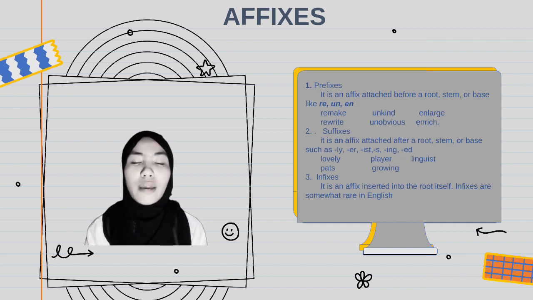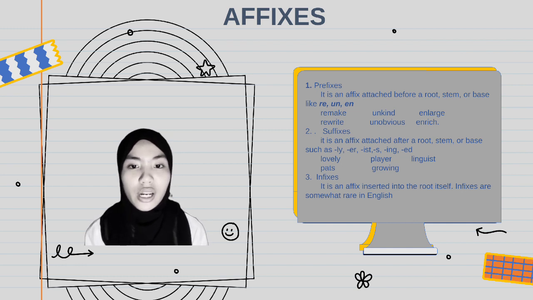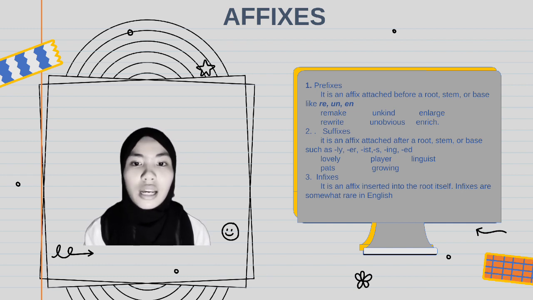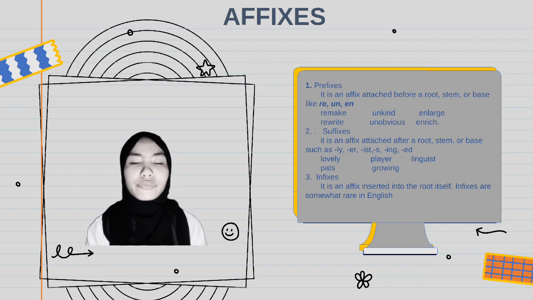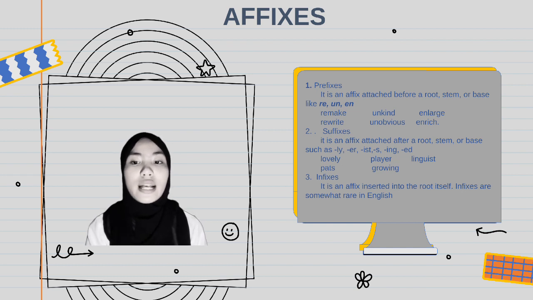The second type of affixes is suffixes. It is an affix attached after a root, stem, or base, such as ly, for example, lovely, er, for example, plier, east, linguist, as, pass, ing, for example, crowing, and ed, for example, aided. Third is infixes. It is an affix inserted into the root itself. Infixes are somewhat rare in English.